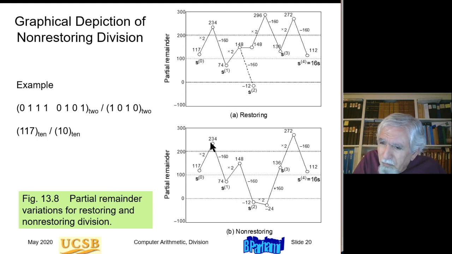Now this is what happens in non-restoring division. Double, subtract, double, subtract. The result goes negative, but we keep that. We don't restore it. Okay? Double, negative 12 to negative 24, add 160. And the 136 that we get here is exactly what we got up there. So the process has been corrected already. Then double, subtract. So we keep the negative incorrect partial remainder and double it as usual, but then add to it instead of subtracting from it.